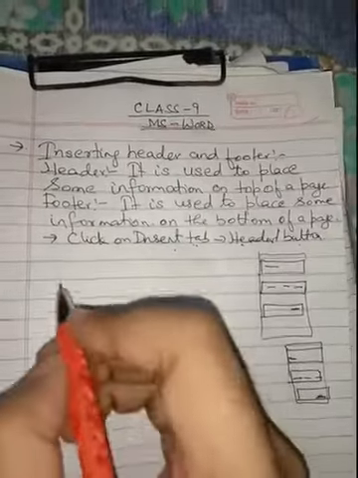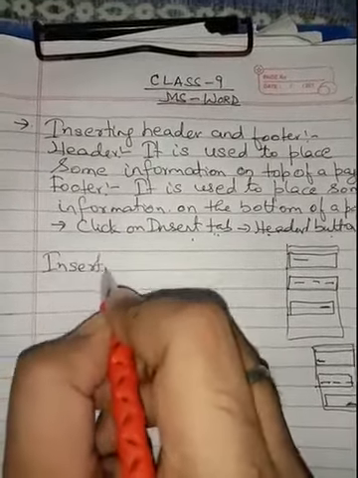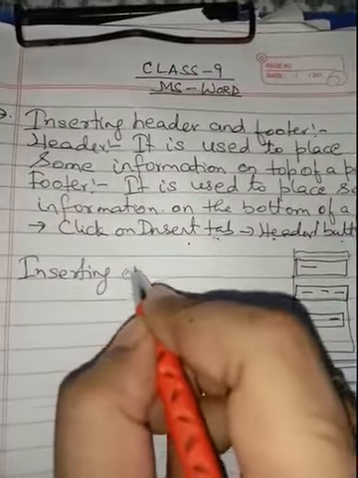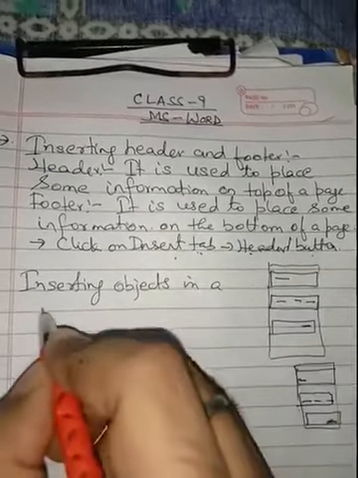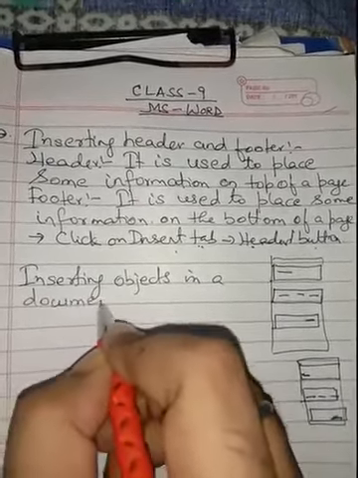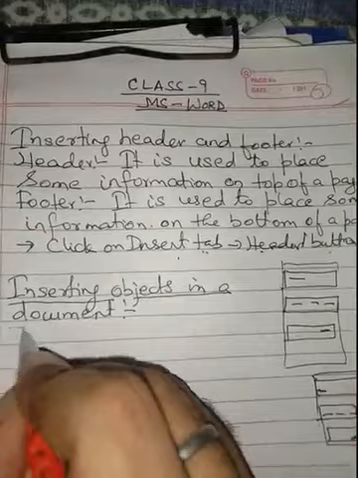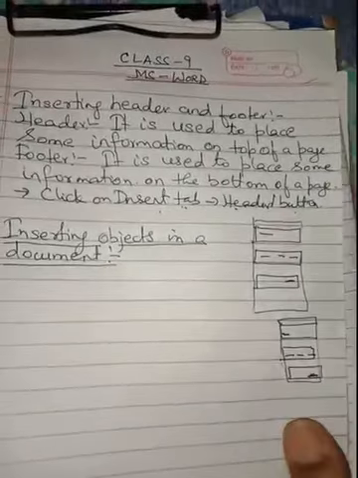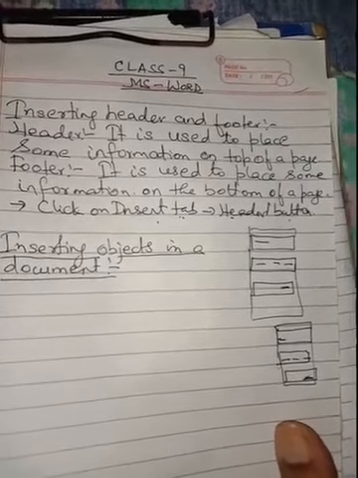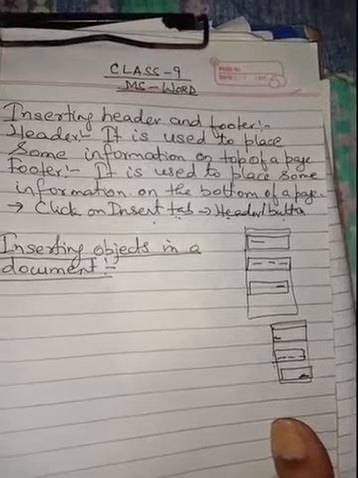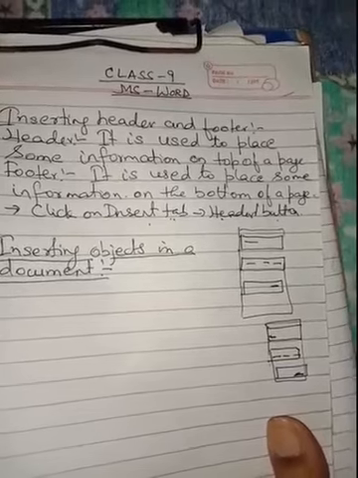Now comes the topic inserting objects in a document. So how can we add the objects in a document? We can add different type of objects like symbol, pictures, word art, shapes, tables, etc. So inserting the objects makes the document look more attractive.